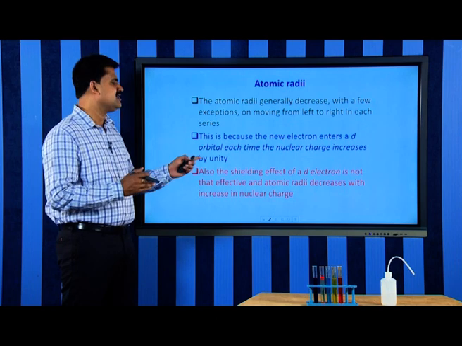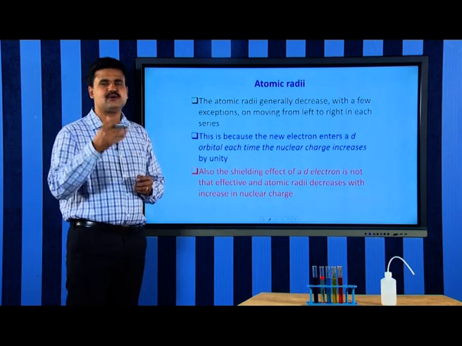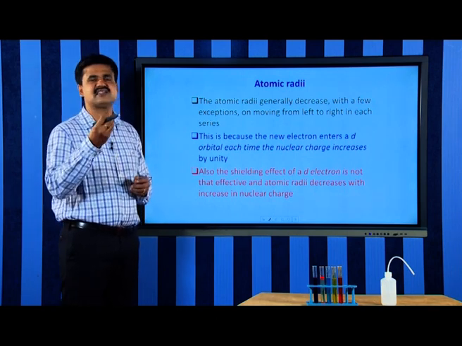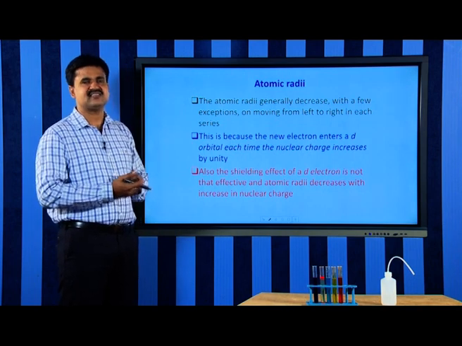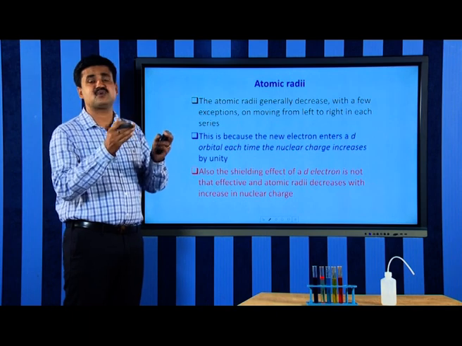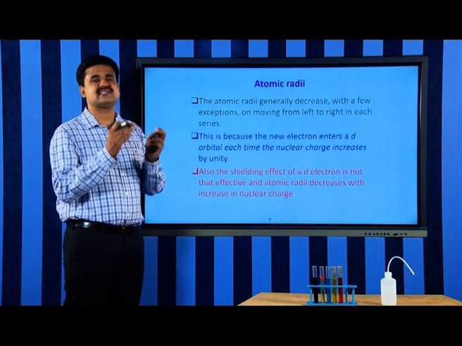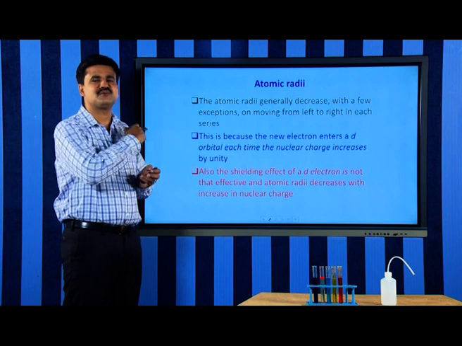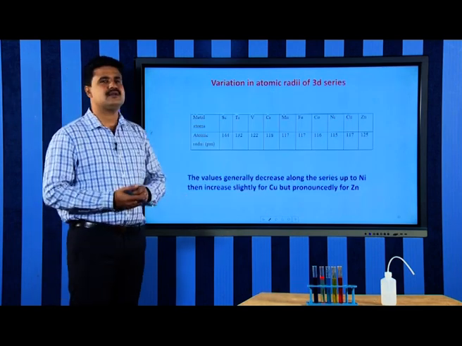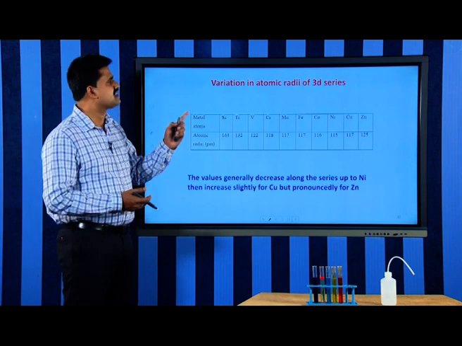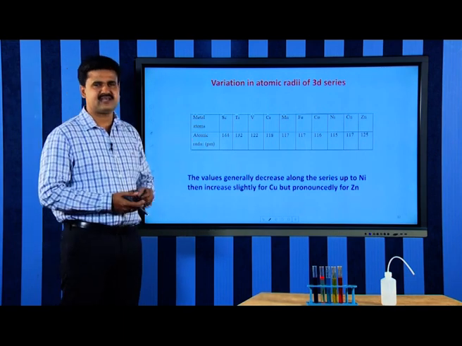Also, the shielding effect offered by the d electrons is very poor, and hence with increase in nuclear charge, there is a strong force of attraction between nucleus and the outermost electron, and the size of the atom tends to decrease as we move from left to right across the period. Variation of atomic radius of 3d series of elements is shown here.